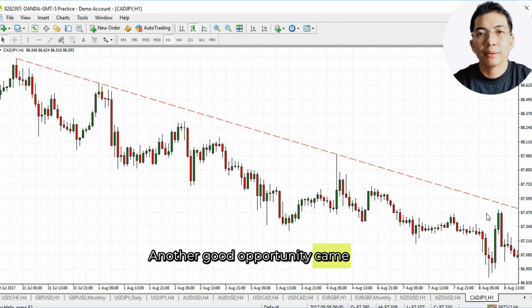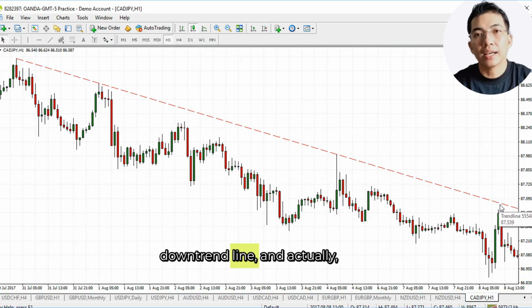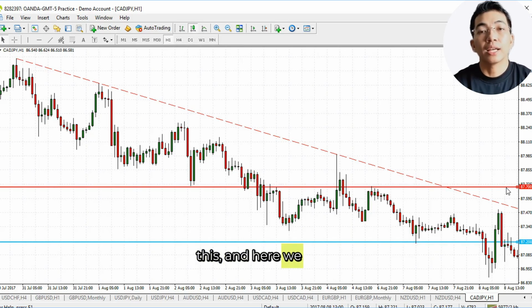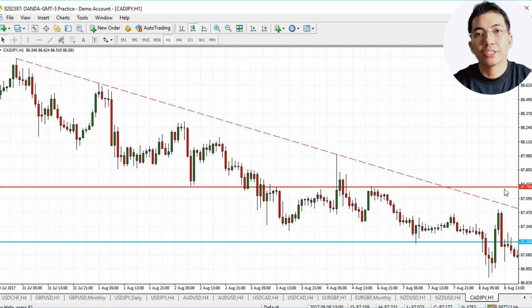Another good opportunity came here with this bearish engulfing pattern that is very close to the downtrend line, and actually I took the chance to open my short position. I have already drawn the entry level and stop loss lines that I took for this trade, so I only need to do like this, and here we have the two lines. The light blue line is the entry and the red line is the stop loss. Let's have a look at the stop loss. Does it respect the three main concepts that we have seen? First of all, place the stop loss at a level that the price doesn't reach so easily.